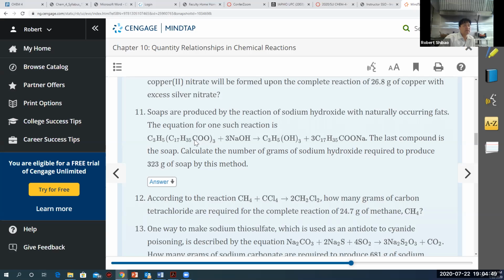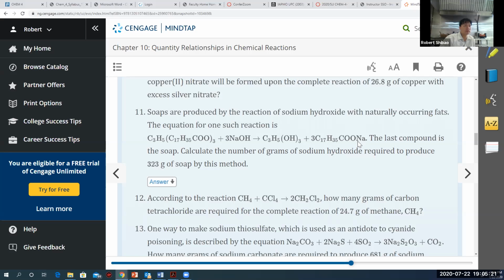You're going to exhale all that carbon as CO2. What we can do is take fats and break them apart with sodium hydroxide. Sodium hydroxide is good at dissolving fats. We've got fat here. We'll break it apart. This is called glycerin here. Glycerin is an alcohol. And so we make some glycerin, and we make the salt of the fat, basically. The last compound is the soap. So this is the soap here.